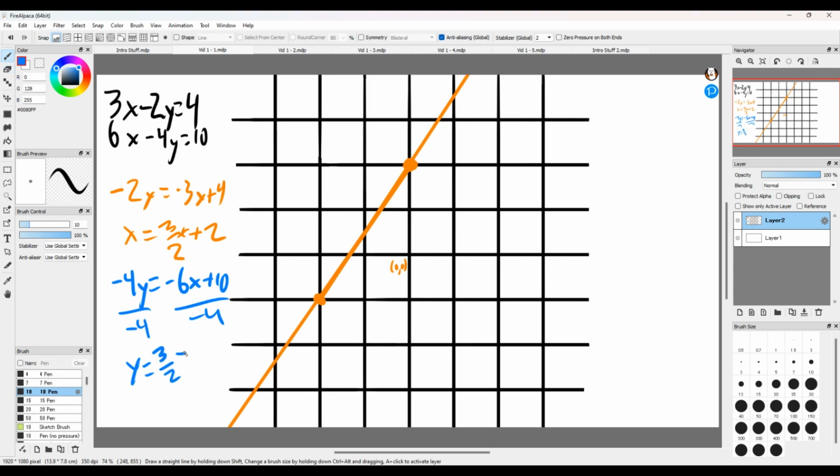x, and then numbers. What is it? 10 over negative 4 would be negative 2.5, right? We're going to call that 2.5 because I'm too lazy to fraction right now, even though I have decimal. I am sober. We have decimal and fraction. That's fine. Do what you will. We can convert this to y equals 1.5x minus 2.5.